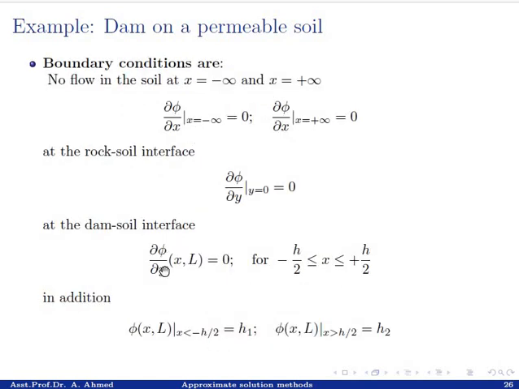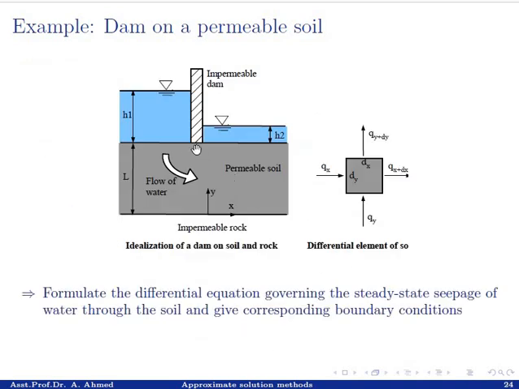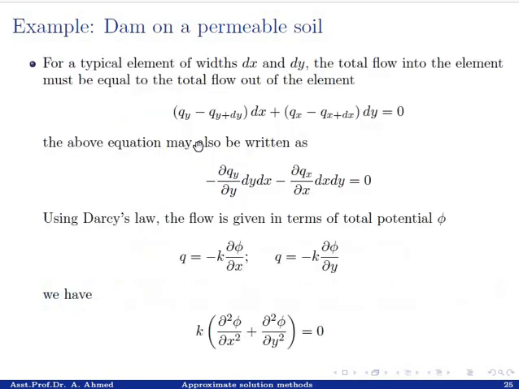So change in potential with respect to y for any values of x and at y equal to L, the flow must be equal to 0, and x only varies from minus h by 2 to plus h by 2, where h is the total width of this dam. So there is no flow in the vertical direction but within these limits of x.